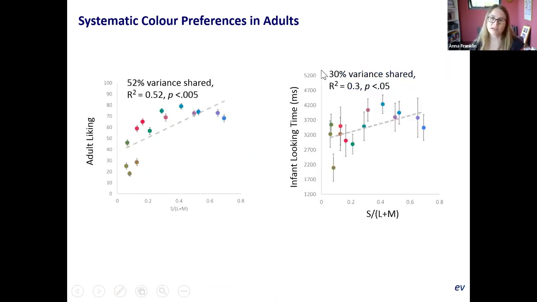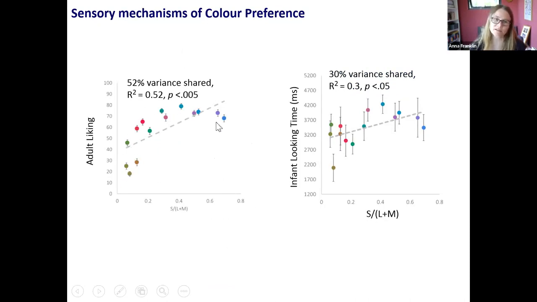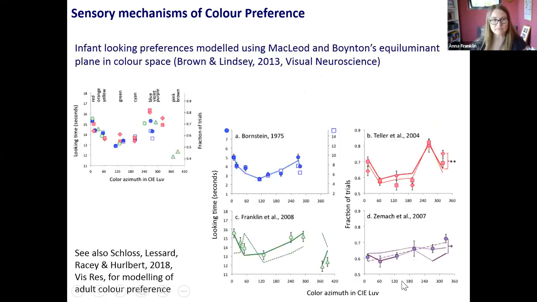And again, this can be accounted for partially by the sensory mechanisms of colour vision. Here you can see that the S cardinal axis of colour vision is accounting for some of the variation in both infant looking and adult liking. And there's a nice study by Angela Brown and Delwin Lindsey, where they further show how you can model infants' visual preference for colour using the sensory mechanisms of colour vision.